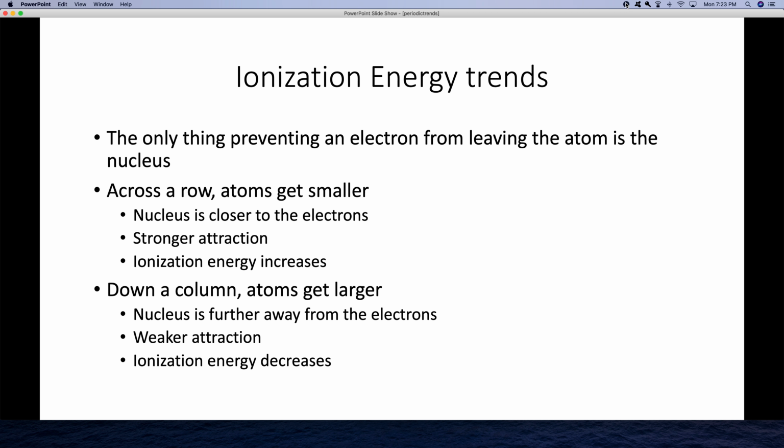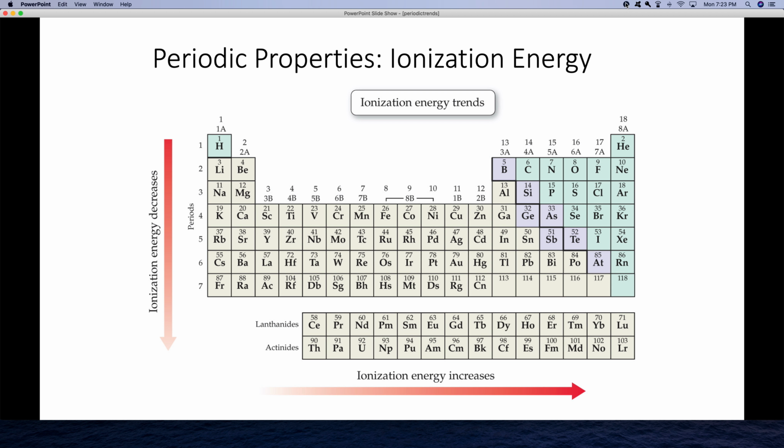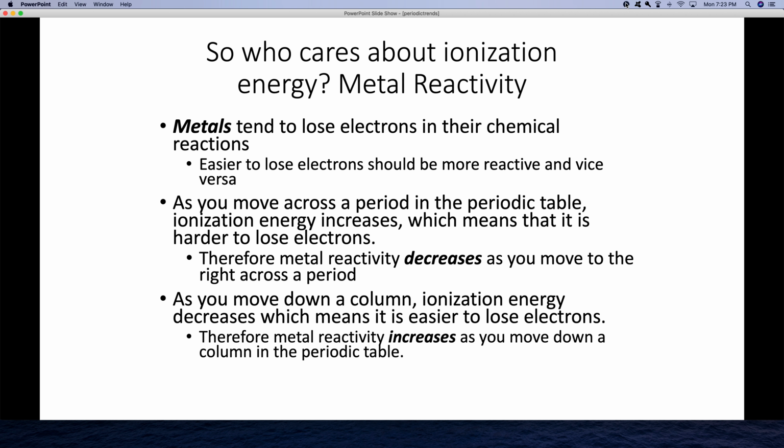As we go down a column, the atoms are getting bigger. So for the same reason that ionization energy increases going across a row, it's going to decrease going down a column. Okay? Bigger atoms, and so on. This is a summary on this slide. So you can see as we go down a column, the ionization energy decreases. As we go across a row, it increases. So you would expect the upper right-hand corner to have the highest ionization energy.